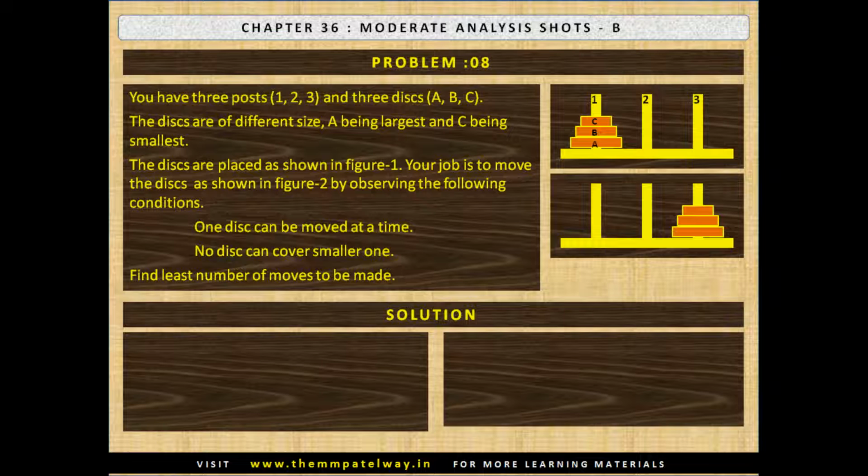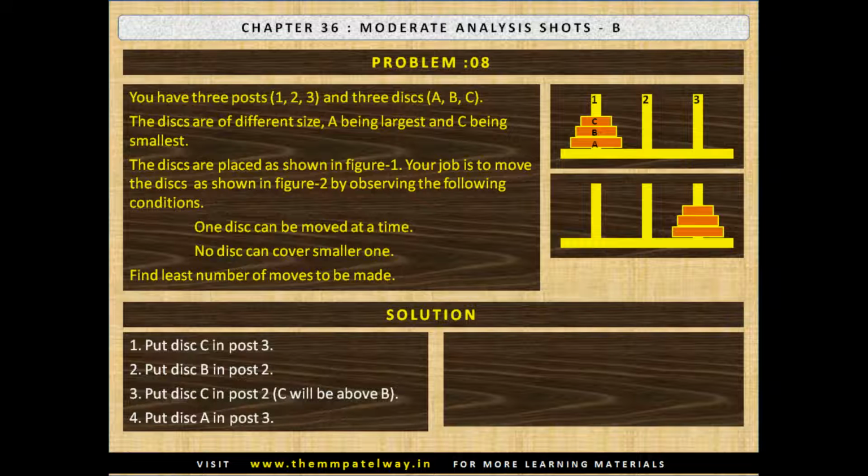The solution follows. The solution is possible in 7 moves. 1. Put disc C in post 3. 2. Put disc B in post 2. 3. Put disc C in post 2. Naturally, C will be above B. 4. Put disc A in post 3. 5. Put disc C in post 1. 6. Put disc B in post 3. B will be naturally above A. And 7. Put disc C in post 3. C will be above A and B.